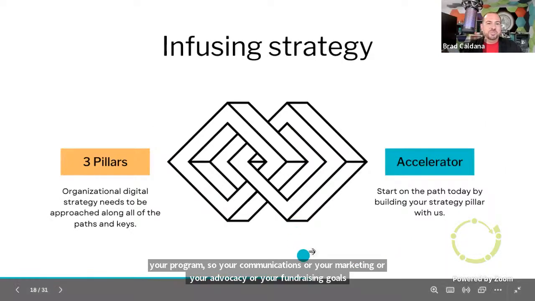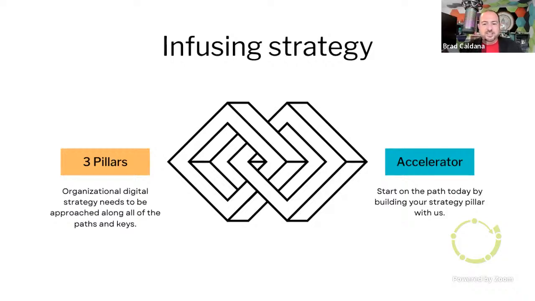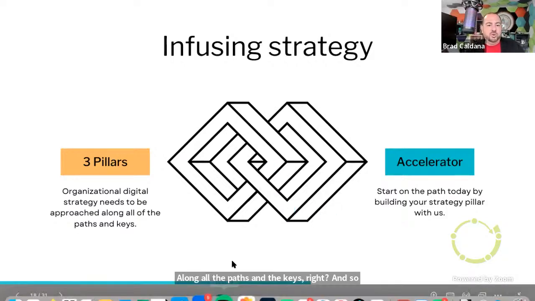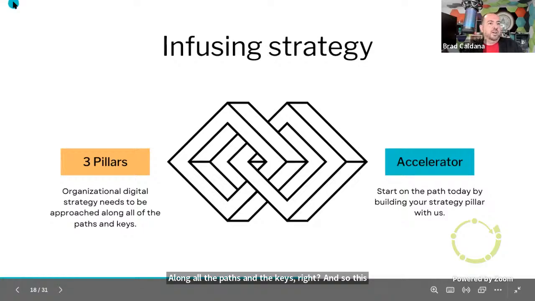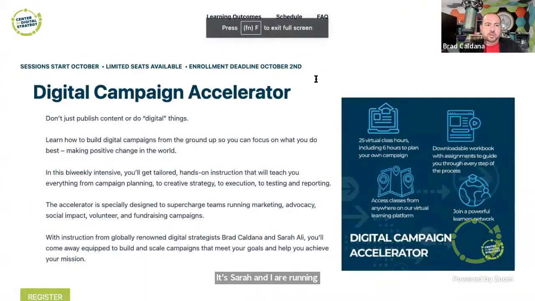Yeah. So infusing the strategy. We've got the 3 pillars. Organizational digital strategy needs to be approached along all the paths and the keys, right? And so this segues to the Accelerator, this great program that Sarah and I are running together. So let's just pop this up and talk about it real quick.